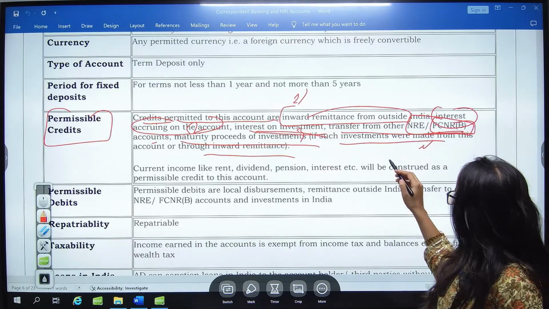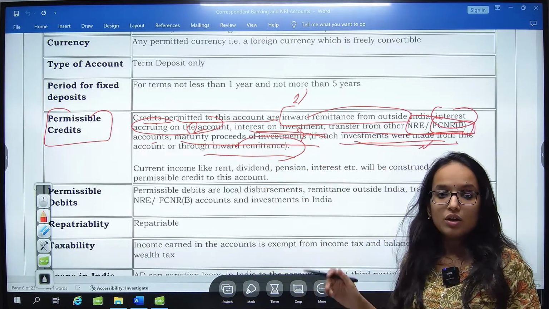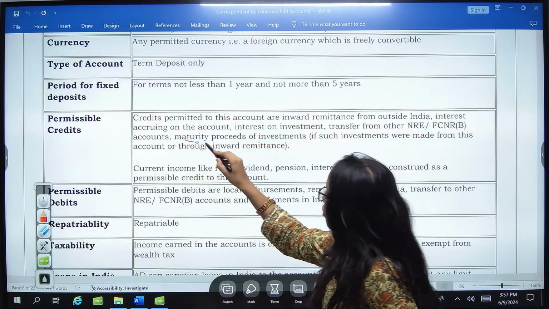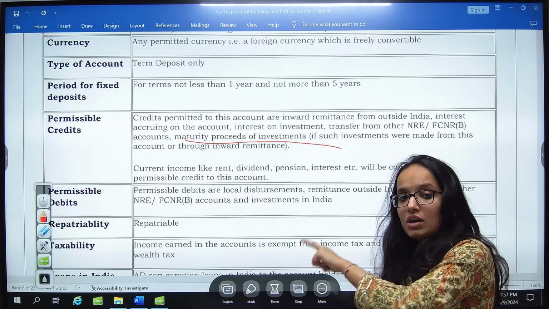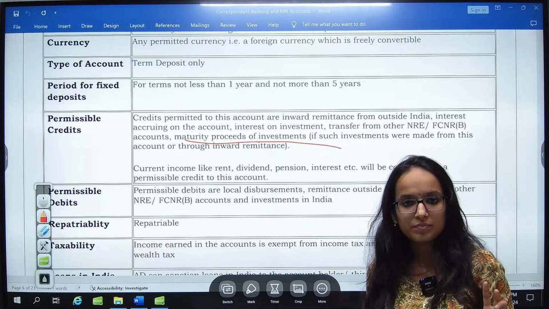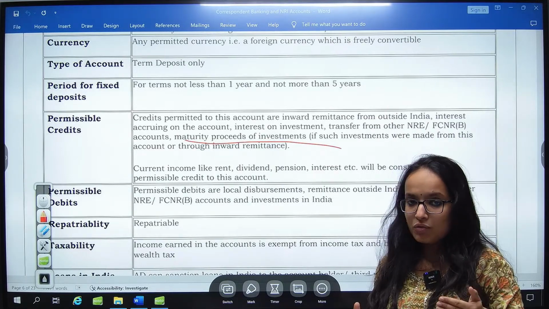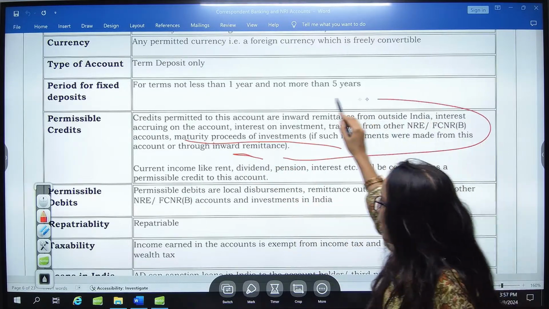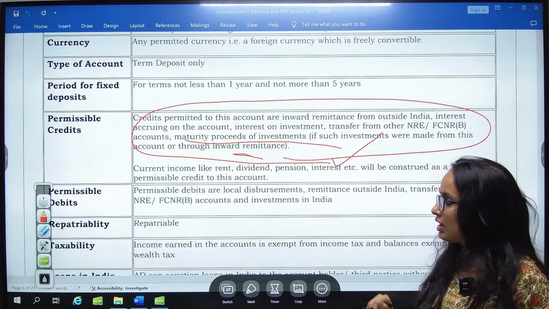Okay. And such investments were made from this account or through inward remittances. The maturity proceeds of which investments are allowed? Maturity proceeds of all those investments which were done through this account, or which have been done using the funds which came or were credited to this account as inward remittances. Clear? So these all are your permissible credits under the FCNRB account. Clear?